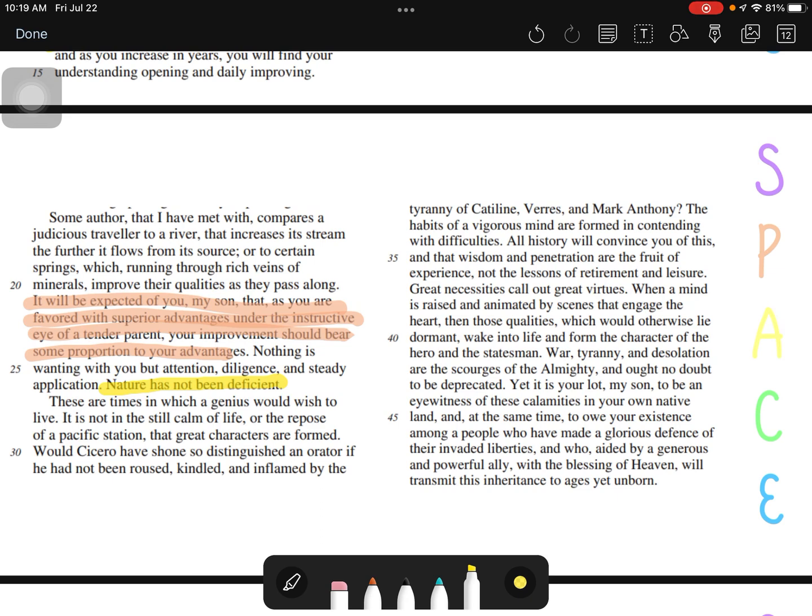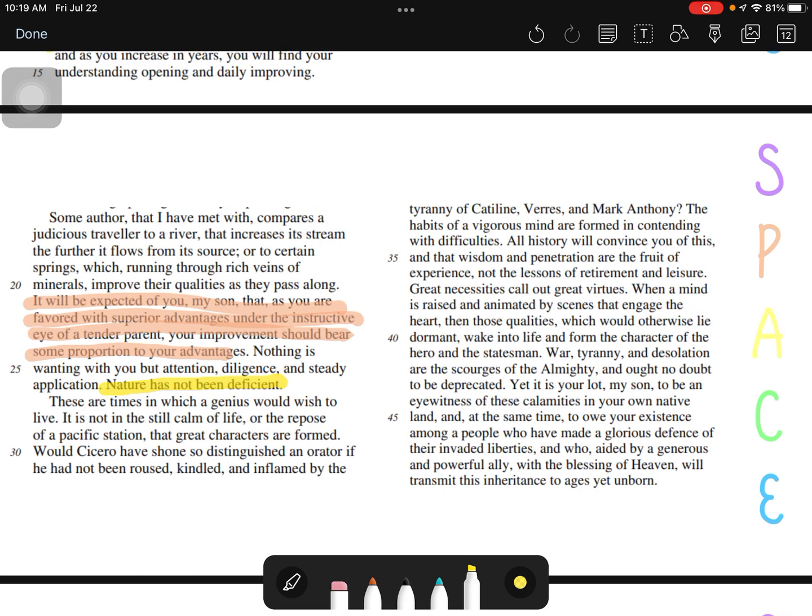When a mind is raised and animated by scenes that engage the heart, then those qualities which would otherwise lie dormant wake into life and form the character of the hero and the statesman. War, tyranny, and desolation are the scourges of the Almighty and ought no doubt to be deprecated.